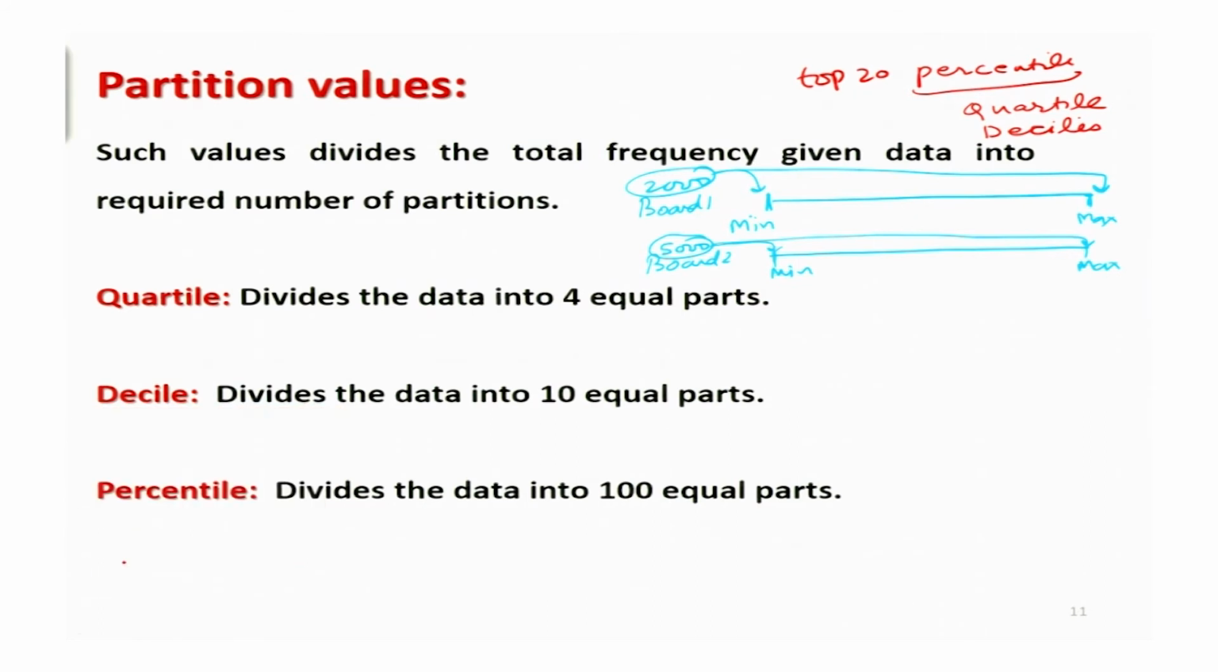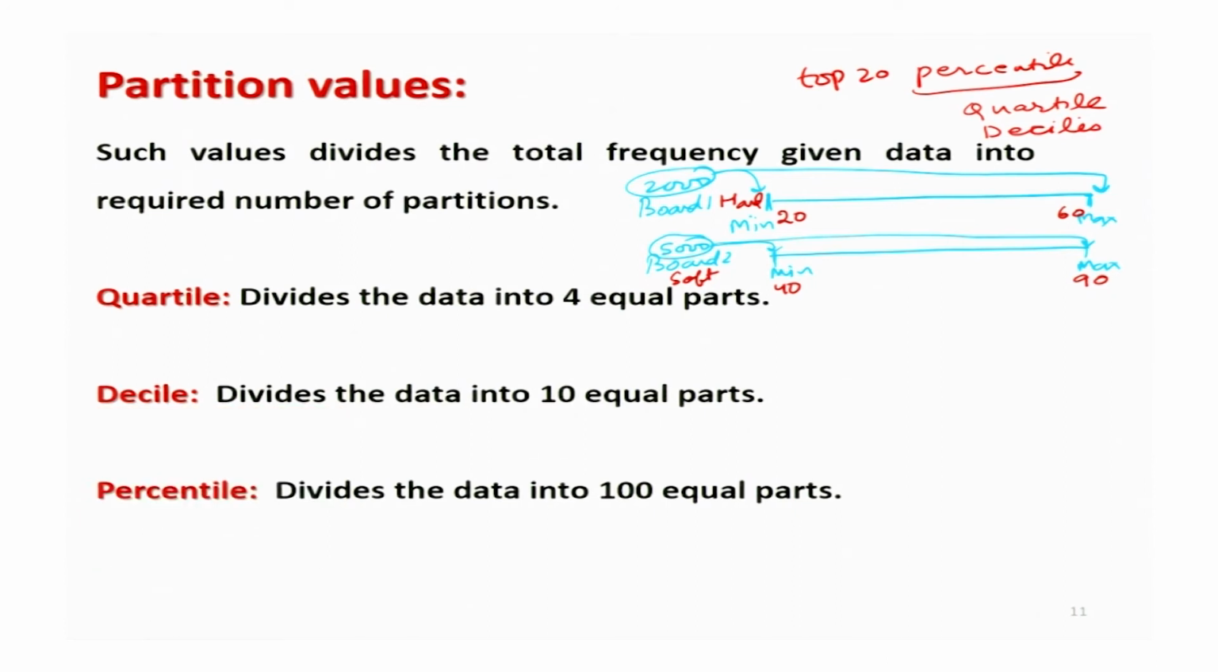Suppose board 1 gives hard marking and board 2 gives soft marking. It is possible that in board 1 the minimum marks are 20 and the maximum marks are 60, and in board 2, because it is giving soft marking, the minimum marks are 40 and the maximum marks are 90. Now, if a student has got a particular mark, it becomes very difficult to get the correct information about the capability of the student.